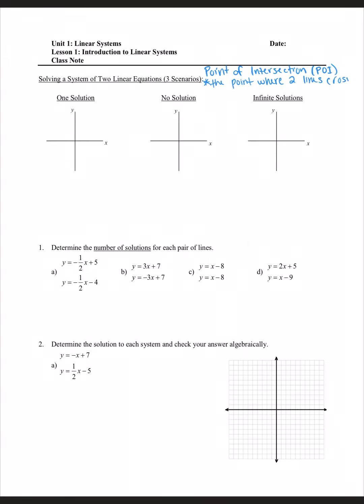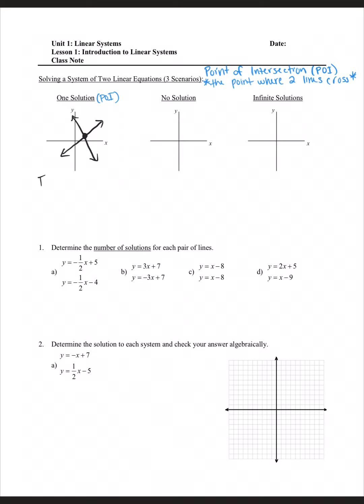And we basically have three scenarios of the way in which lines can cross. So we can have one solution, which essentially means we're going to have one POI. So in this case, if we have one solution, we're going to have something that probably looks something like this, where we have one line, and they're only going to cross at this one point. Okay, so you can see here that these lines are moving in opposite directions. There is only one solution to this linear system because there's only one point where those two lines cross.